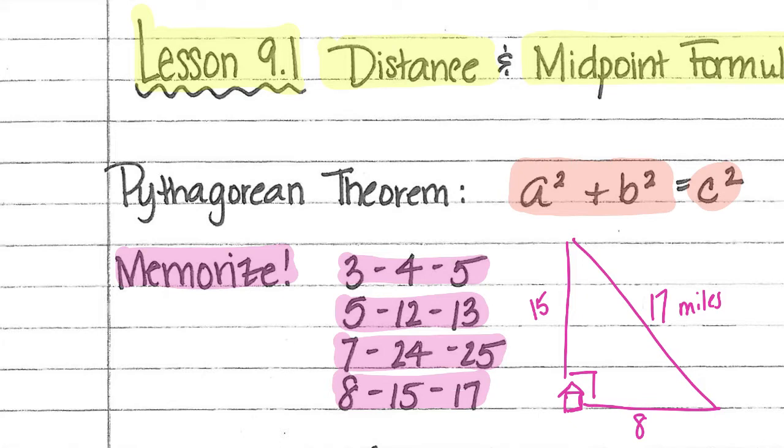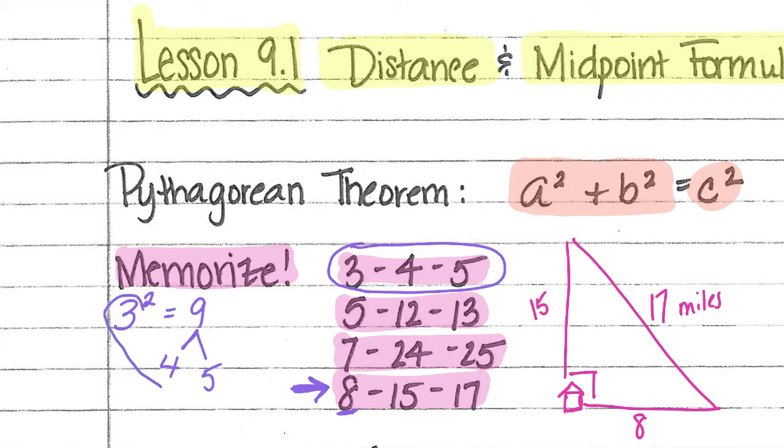So let me put your attention to another trick that I have up my sleeve. The only one you really need to memorize is this 8, 15, 17 because it is an even number. And here's why. Let's look at this 3, 4, 5. If I take the number 3 and I square it, don't I get 9? If I had to split 9 as perfectly as I could, without going into decimals, I could do a 3, 4, 5. And notice that is a Pythagorean triple.